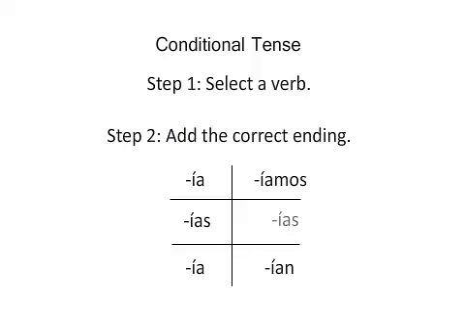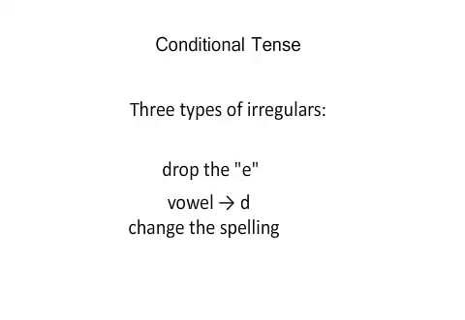So again, the conditional tense is used to talk about things that would happen, hypothetical things that would happen. We have the same 2 steps that we saw in the future tense. Select a verb and add the correct ending. We do not cut off the ending. We have one set of endings which is identical to the imperfect ER and IR endings. And our irregular verbs in the conditional tense can be organized into these 3 categories: drop the E, vowel to D, and change the spelling, just like the 3 categories in the future tense.